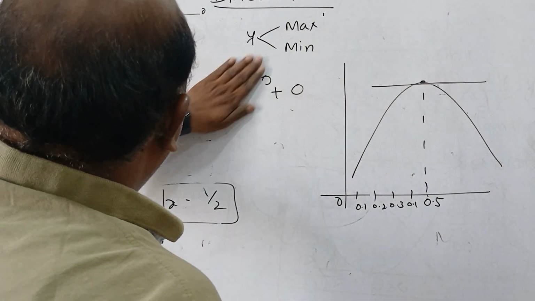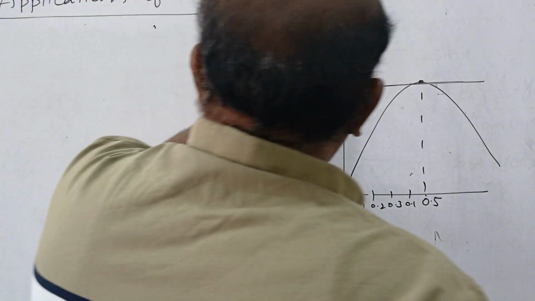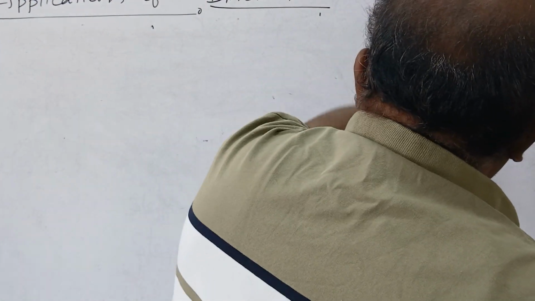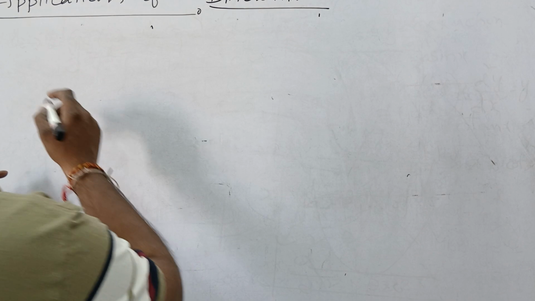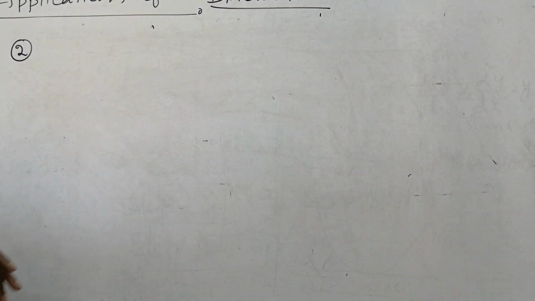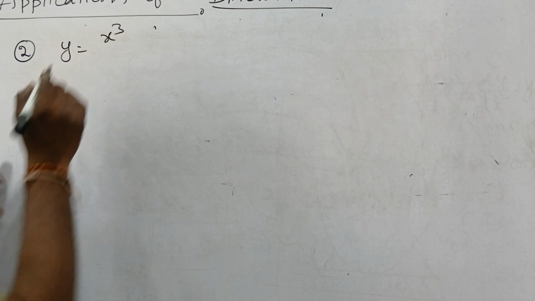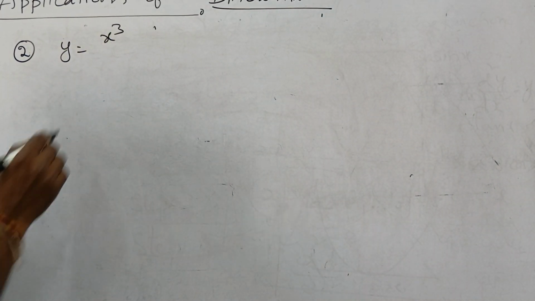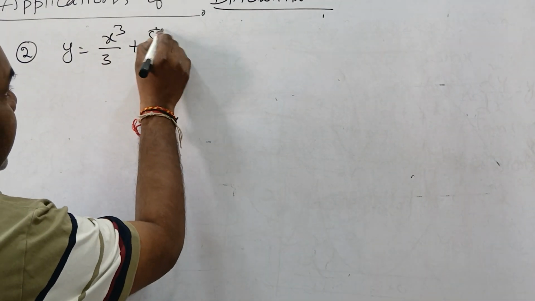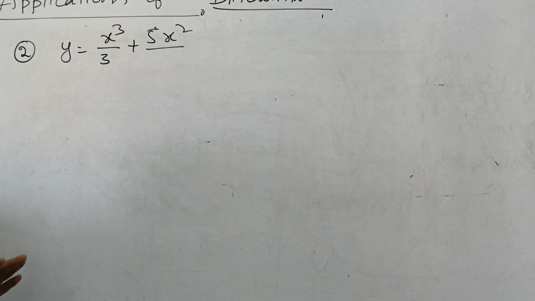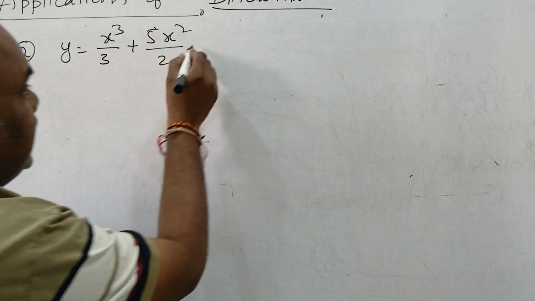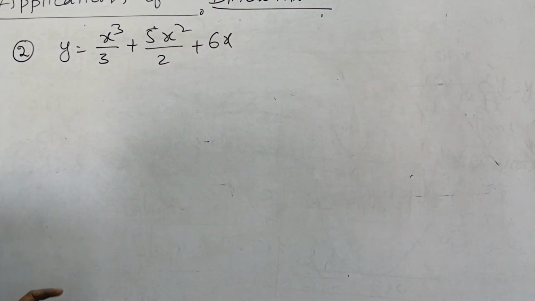Now we will see how to know the maximum and minimum value. This is question number 2. y is equal to x cube by 3 plus 5x square by 2 plus 6x. This is the given function, beta. Please note down.